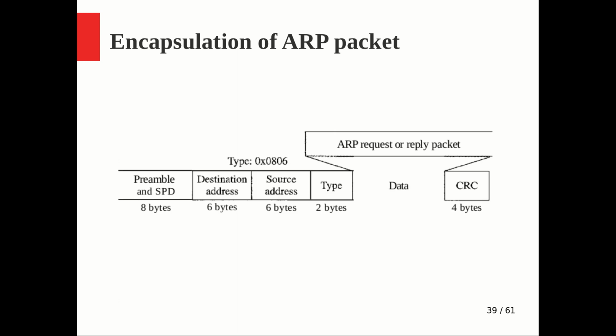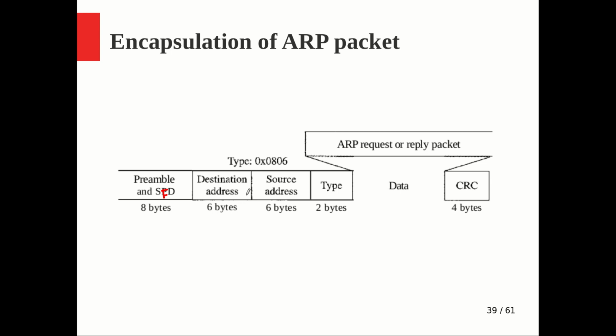So how can this ARP packet be encapsulated? It can be encapsulated in a typical data link layer frame. If we are using Ethernet, you can encapsulate an ARP request as well as a reply message inside an Ethernet frame. And we have already seen the structure of the Ethernet frame. It will start with some preamble that ends with the start frame delimiter.